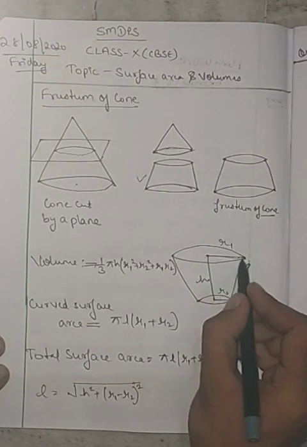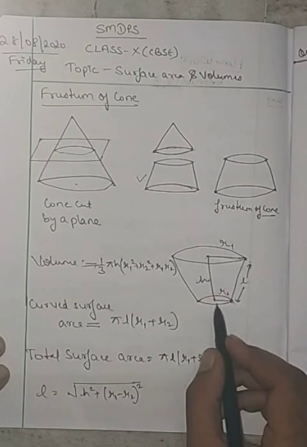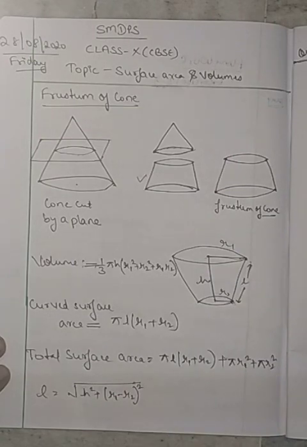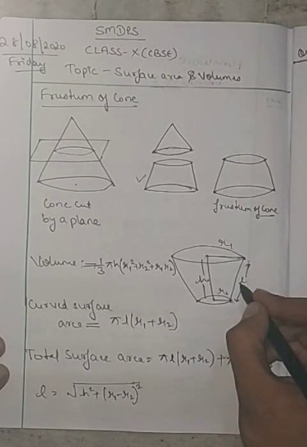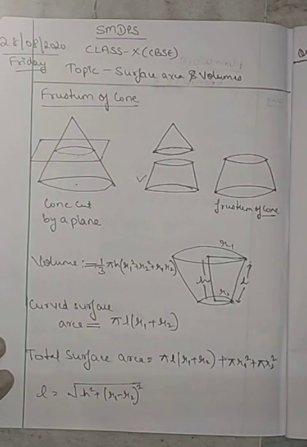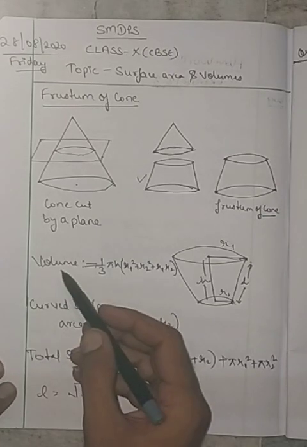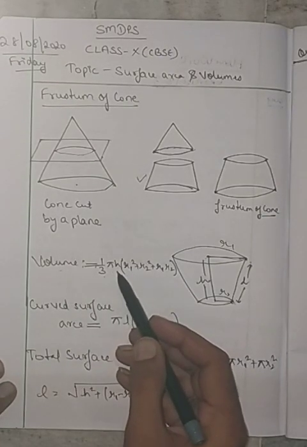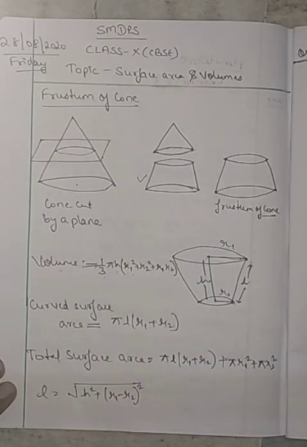We usually denote the larger radius by R1 and the smaller radius by R2. And this is the height of the frustum. This L is given the slant height. So we have volume, curved surface area and total surface area of the frustum of cone. Volume is 1 upon 3 pi h (R1 square plus R2 square plus R1 R2).